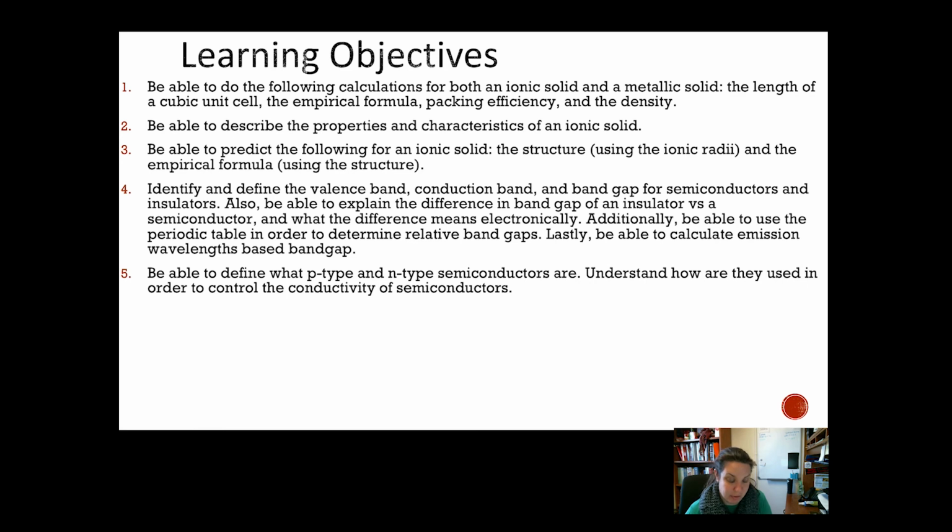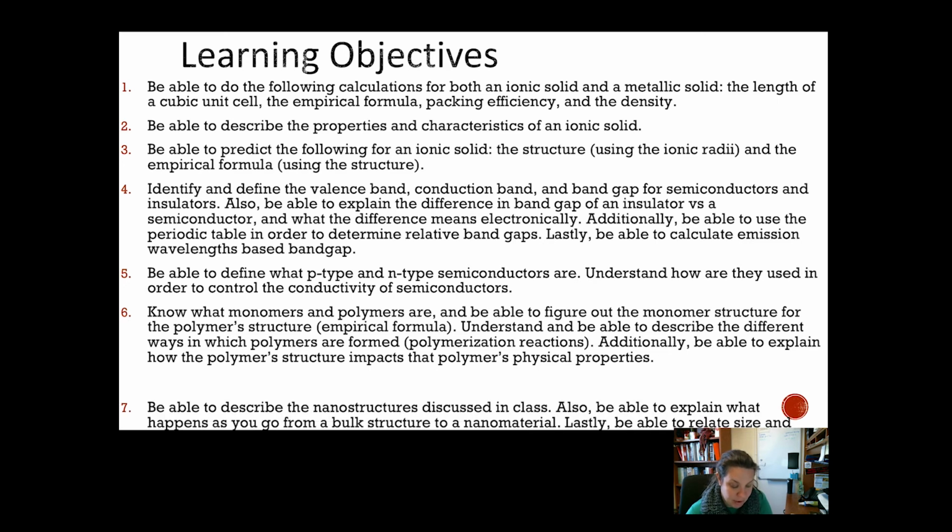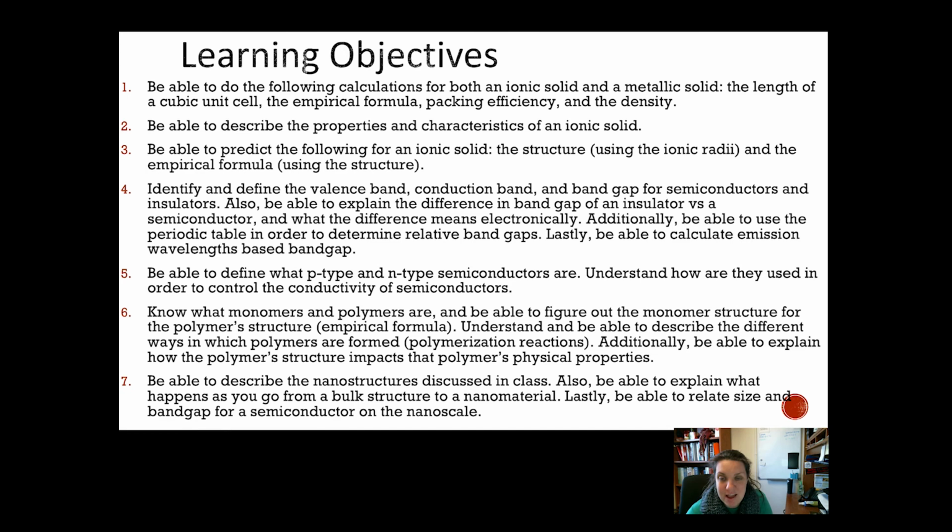And then we're going to be looking at polymers and monomers. We want to know what polymers and monomers are and be able to figure out the monomer structure using our polymer structure or empirical formula. And then how the different types of polymers are formed, our polymerization reactions, and explain the polymer structure. And then we'll be able to describe nanostructures by the end of this class.